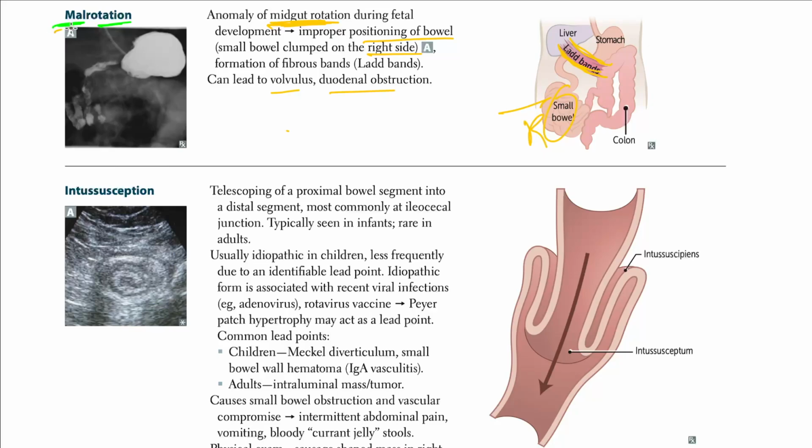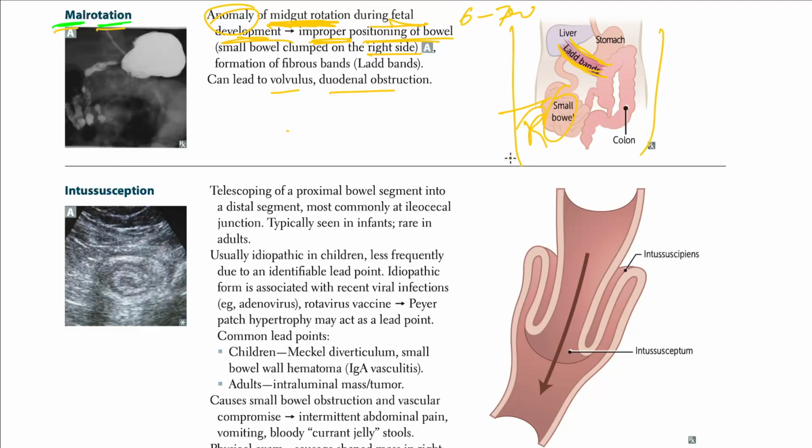So, malrotation. You have improper midgut rotation, which leads to abnormal midgut rotation during fetal development. And you remember that it occurs at around 6 to 7 weeks, right? The midgut rotates around the SMA and all that. So if you had the anomaly during the development time, it leads to this improper positioning of bowel. What you've got to remember is this thing right here.